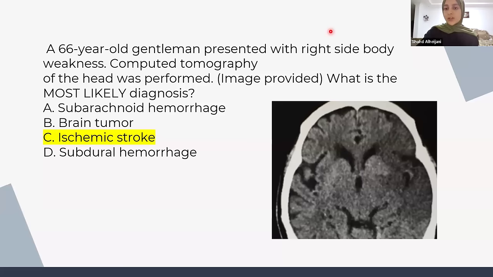Meanwhile, in a hemorrhagic stroke, or for example if you have, let's say, an abscess or tumor, there will be no loss of differentiation. There will just be hypodensity around the structure. And this will indicate vasogenic edema.